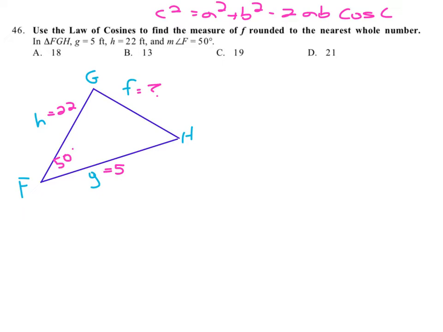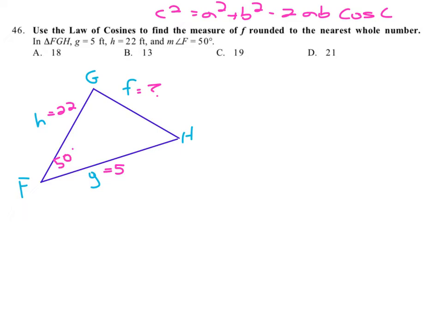Okay, so how do we set it up? Well, how do we know what C is? That side, look up top, that side that is all by itself on the left-hand side of the equal sign, that's going to be the side that's across from the angle you know. And across from the angle that we know is F, and that's what we're trying to find.